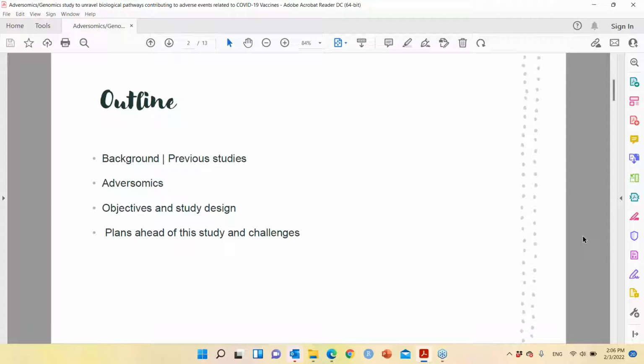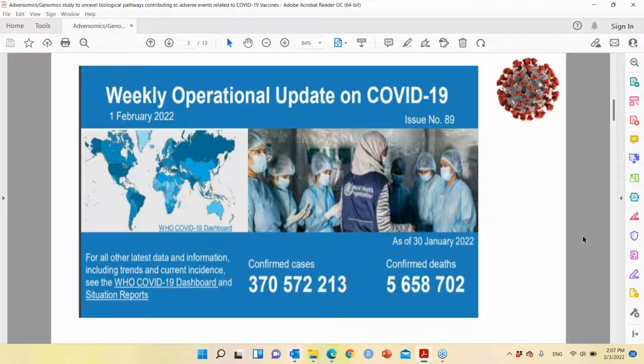For this presentation, I would like to start with a bit of background and previous studies in terms of genetics related to medication and vaccine, move on to the AdversOmics paradigm and objectives and study design of our study. And the last slide of my presentation will be about the plans ahead of this study and challenges that I would like to discuss with you guys, especially about the challenges to get started with this interesting project.